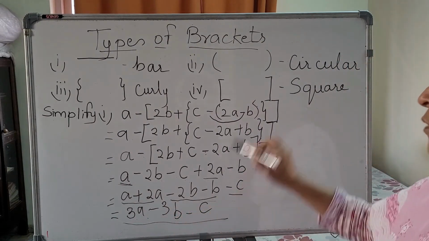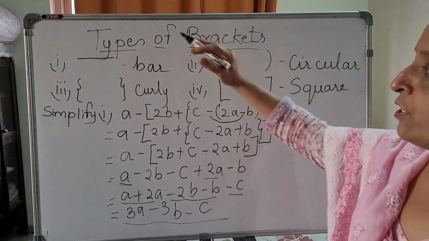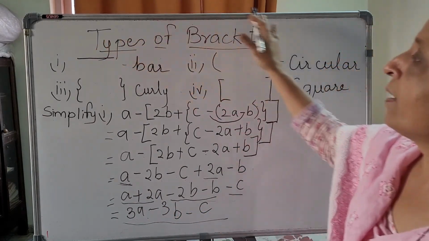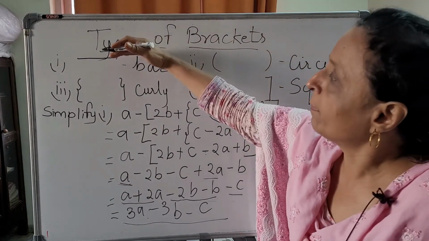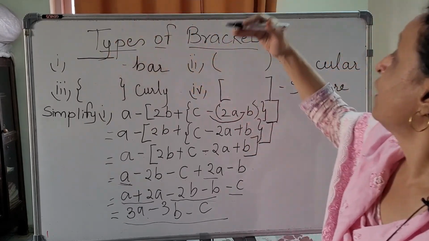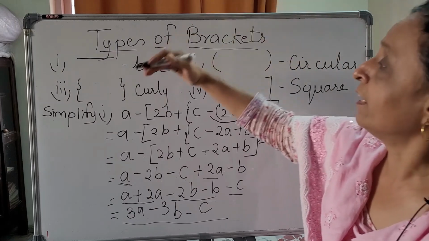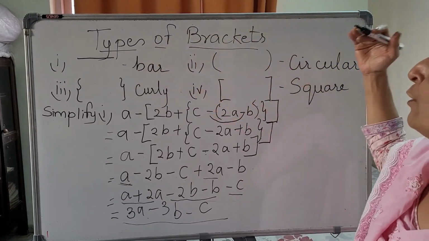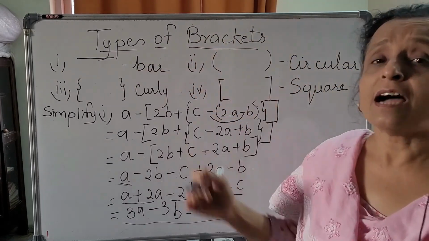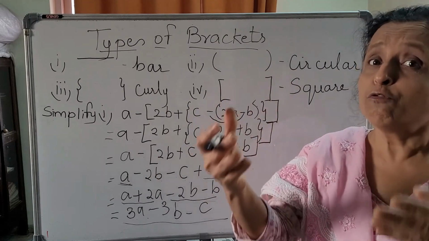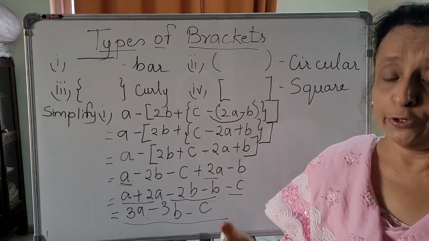This is how you have to solve it. So just remember, when all the brackets are together, bar bracket you have to solve first, then the circular one, then curly and then the square. So these are the things you have to follow to solve the polynomials.